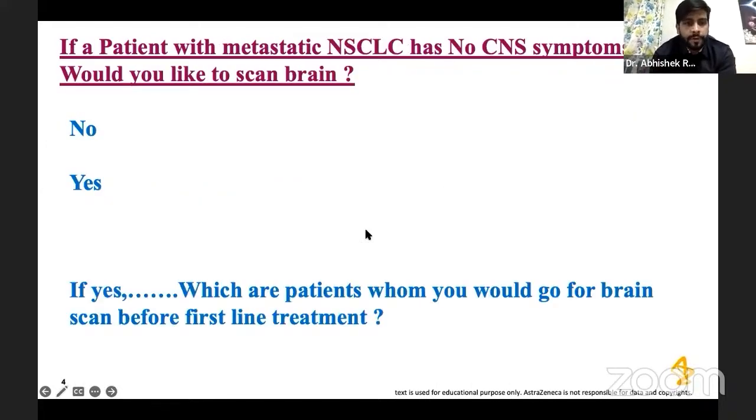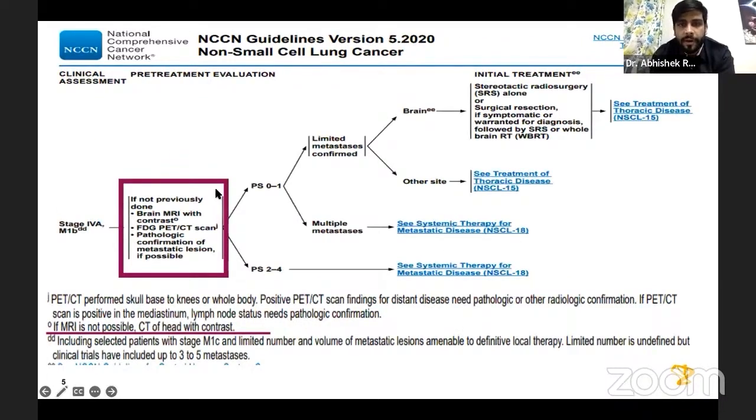So this was my first question. I think this is what NCCN recommendations also say, that you have to do MRI, or if that is not possible, at least CT of head with contrast. The PET scan usually covers that, but we know that the sensitivity of MRI is higher. So at our institute, we are following that. We are doing MRI routinely for everyone.